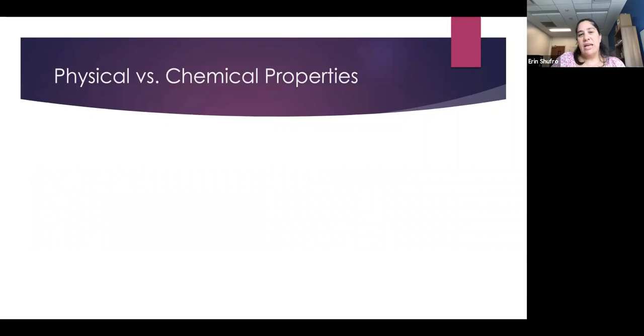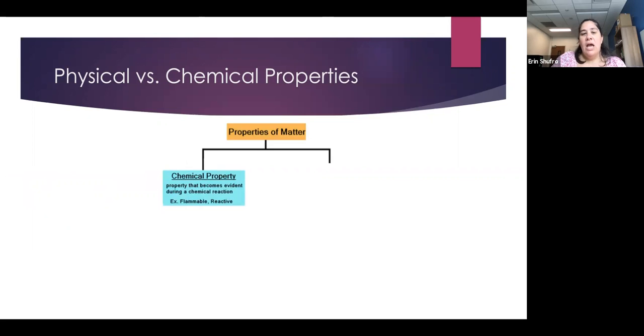Now let's talk physical versus chemical properties. Okay, a chemical property is something that really only becomes evident during a chemical reaction. So the flammability of a chemical, its reactivity. For example, when you guys go in the lab and you're working with chemicals, you might see labels on the bottle talking about the various reactivities of the chemicals that you're utilizing. For example, is it an oxidizer? Is it flammable? Is it highly reactive? Those kinds of chemical properties are labeled on the bottle.